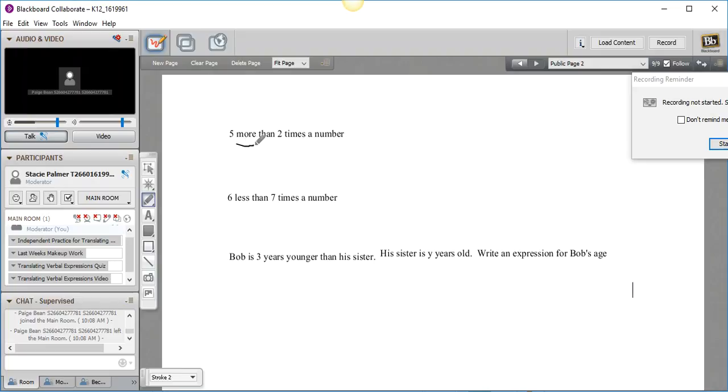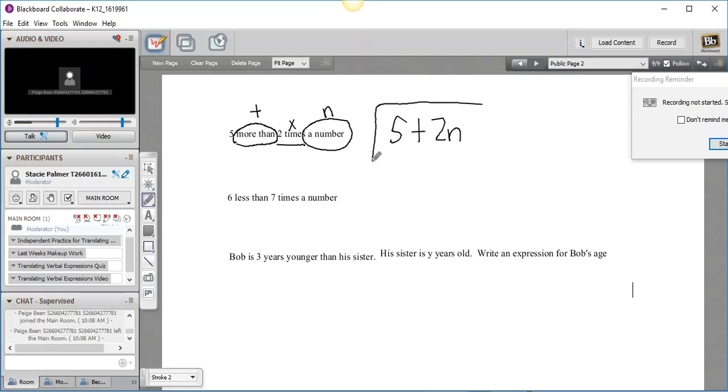So we know that more than means addition. 2 times, we know that times is multiplication. Then a number, that's just a variable that we're going to assign. So if we want to do 5 more than 2 times a number, it looks like this. 5 more than 2 times a number.